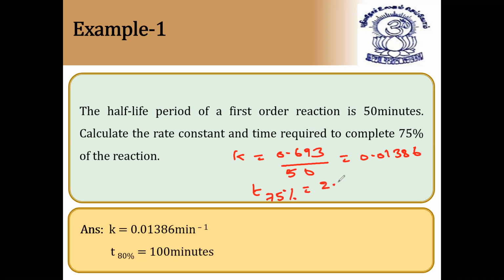Now after substituting this, T 75% is the time taken for the reaction to complete 75%. Applying the integrated rate equation of first order kinetics, that is K is equal to 2.303 by T. So T, sending this side, T is equal to 2.303 by K into log of A, which is 100, by 100 minus 75. That is 100 by 25, which is equal to 4. So substituting the value of K in this equation, you will get T75 is approximately 100 minutes.